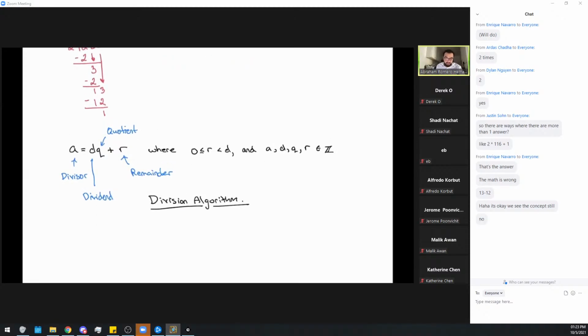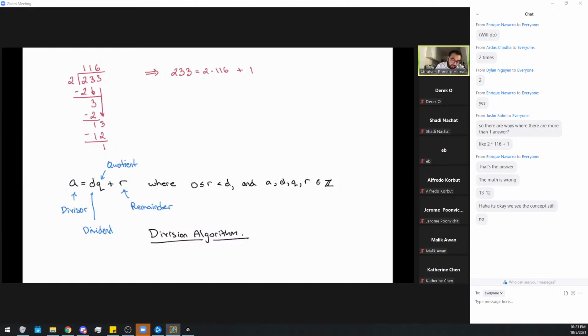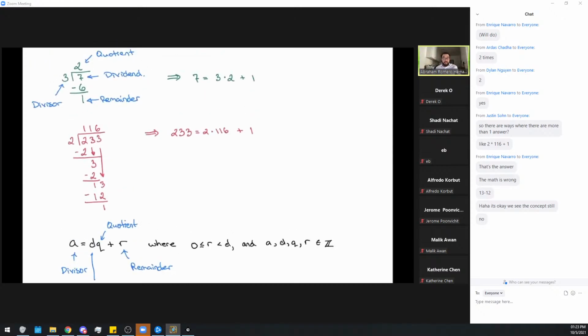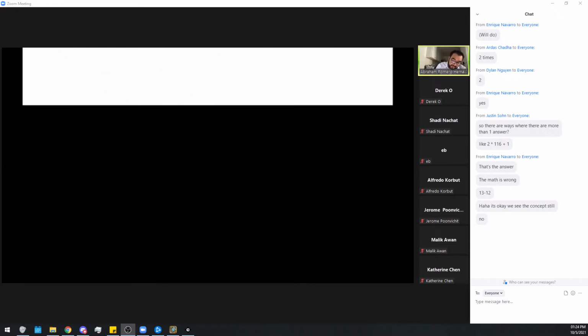Now, again, like how we were saying here, 2 goes into 233 116 times, right? 3 goes into 7 2 times. So like what I was saying here is the way we were taught division, and yes, even I was taught division this way, was you pick a number that when you multiply with, takes you close to that number, the dividend, as close as possible, or maybe the exact same thing, right? That's what you do. So we can write that as this.